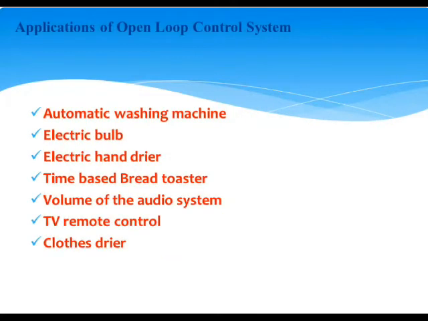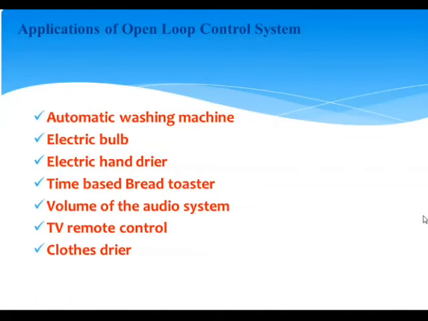The applications of open loop system are automatic washing machine, electric bulb, electric hand dryer, time-based bread toaster, volume of the audio system, TV remote control, clothes dryer, etc. In automatic washing machine, the time is preset, where we will be setting the time in the washing machine and the machine will be running for the preset time. It does not measure the cleanliness of the cloth and hence this is called as an open loop system.